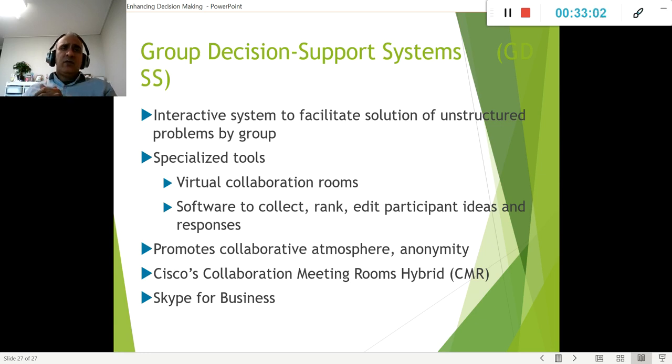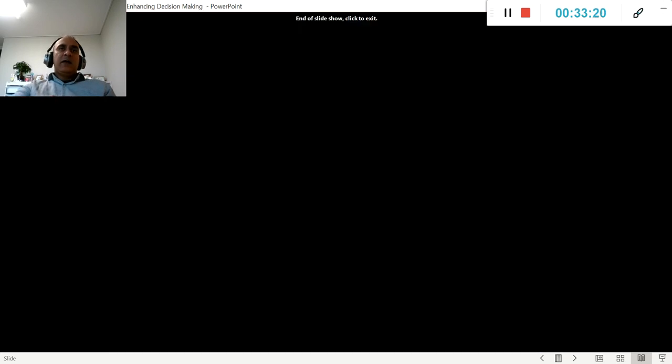There are many collaboration tools. Here they put Skype for Business, which is on the original slide. That is collaboration verbally, but usually when we talk about information systems, we're talking about collaboration in terms of everyone having access to the data.